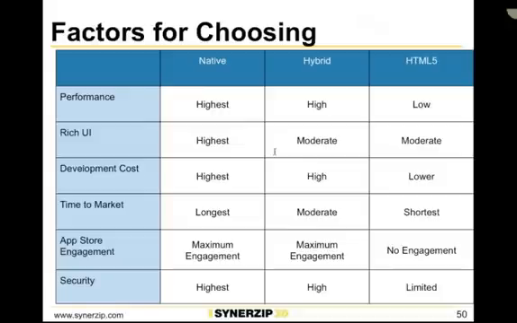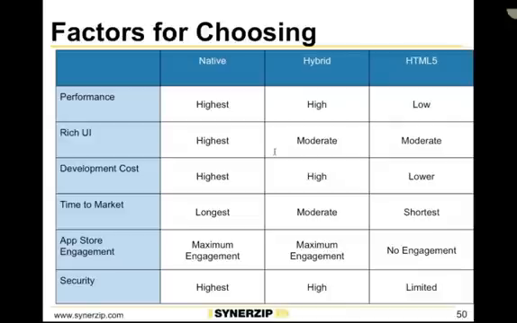So here is a guideline which, according to us, works for most of our customers who come and ask us which route to go. If performance is your highest criterion, native is good. If performance requirements are high, but you're not paranoid about performance, it's not a gaming application, it's not some kind of a clipboard kind of application which people just use because it feels good and it flows very smoothly, then you can simply go for a hybrid. Otherwise, you can go for HTML5, which is hosted. For a rich UI, again, highest is native, and both hybrid and HTML5 are moderate because the UI is HTML5 in both cases. For development cost, I would say native is the highest.